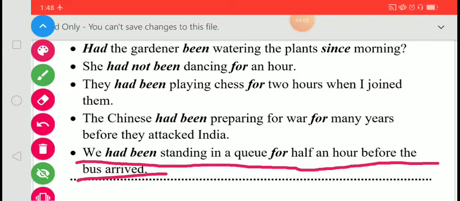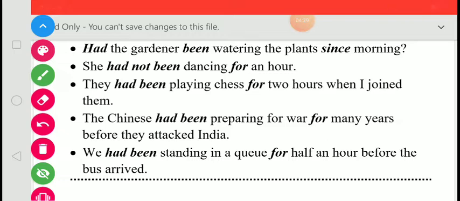Okay students, so this is all about past perfect continuous tense. It is almost the same as present perfect continuous tense. The only difference is in the helping verb. In present perfect continuous tense we use the helping verb has, have, and it expresses the action which took place in past and is still going on, while past perfect continuous expresses the action which started in past and was going on in past.